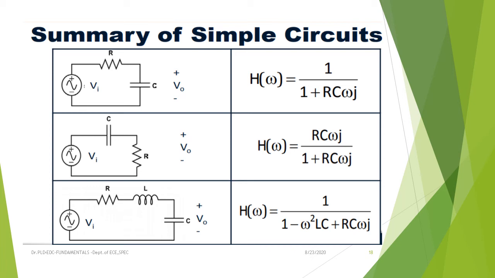Then you have 1 by 1 minus omega square LC plus j omega RC. This is the equation for three components connected in series. Okay, these are a summary of simple circuits and of evaluating the transfer function of these simple circuits by applying KVL.